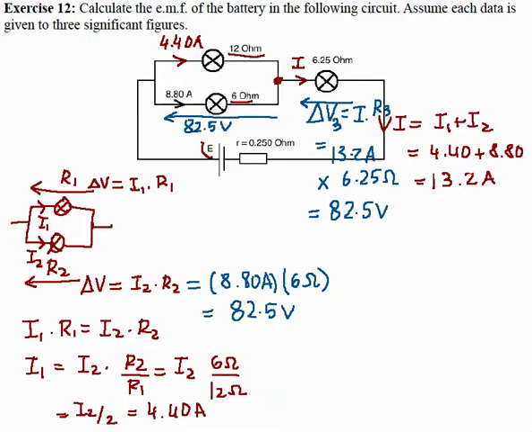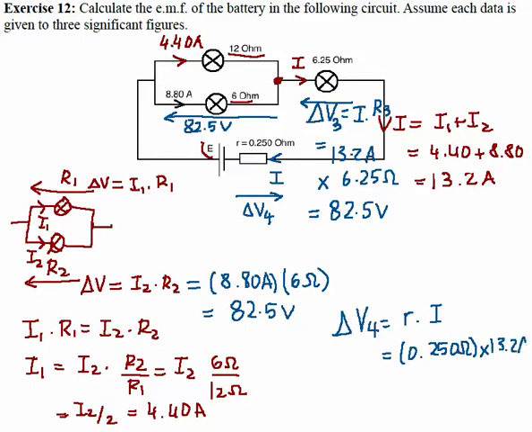Now what else can I calculate? I can look at that internal resistance, and there is a current going through it. So I can calculate the voltage across the internal resistance. I can call that delta V4. Delta V4 is R times I, which is 0.250 ohms times 13.2 amps, which is 3.3 volts.